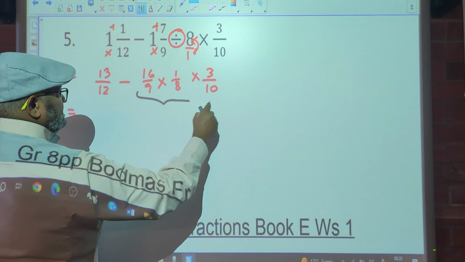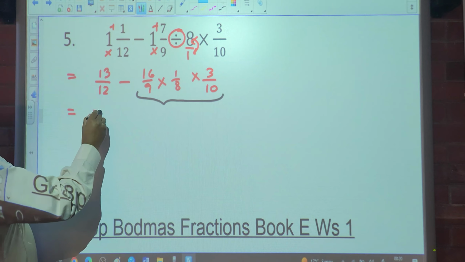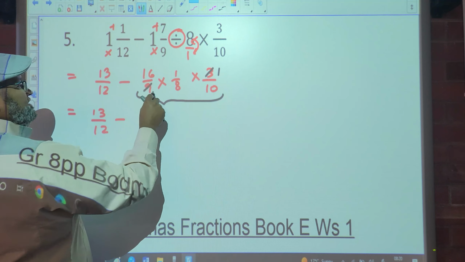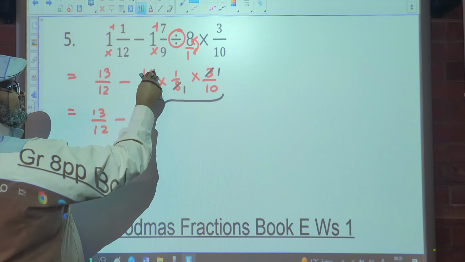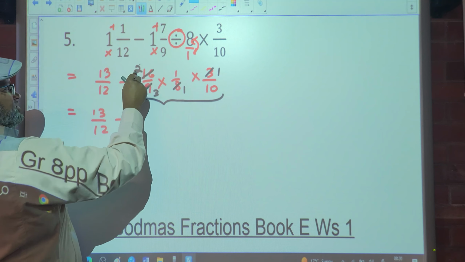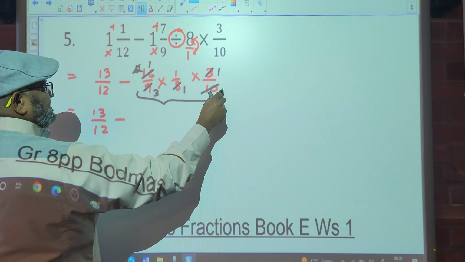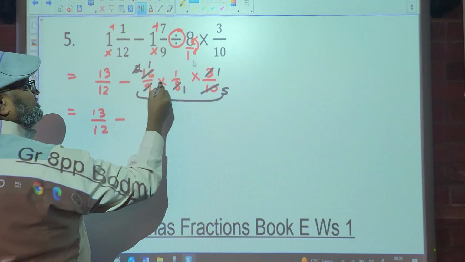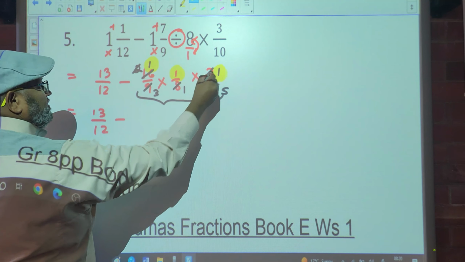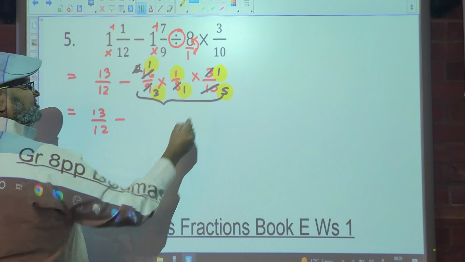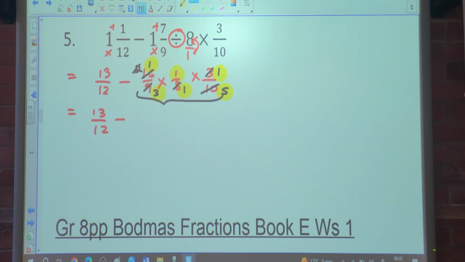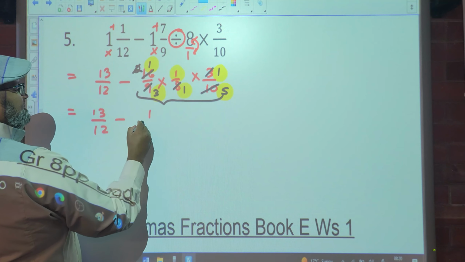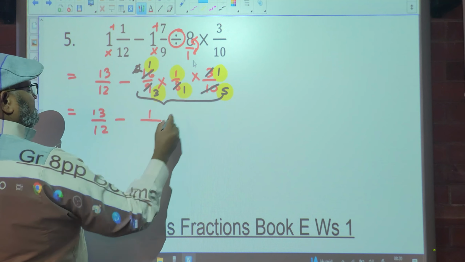So what needs to be done first now? Multiplication. Simplify that. So it's going to be 13 over 12 minus: 3 goes into 3 once, 3 goes into 9 thrice. 8 goes into 8 once, 8 goes into 16 twice. 2 goes into 2 once, 2 goes into 10, 5 times. So what are we left with? We're left with 1, 1, 1, 3, 1, 5. So 1 multiplied by 1 multiplied by 1 is 1, over 3 multiplied by 1 multiplied by 5.